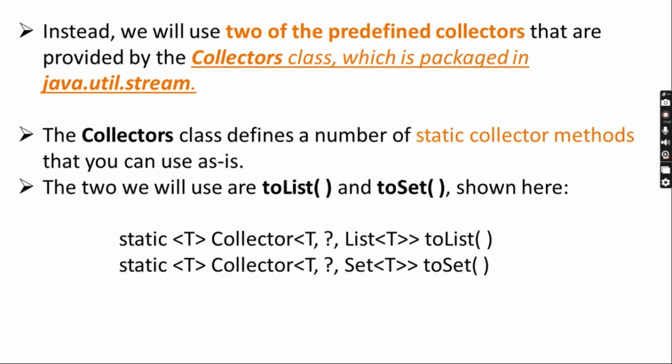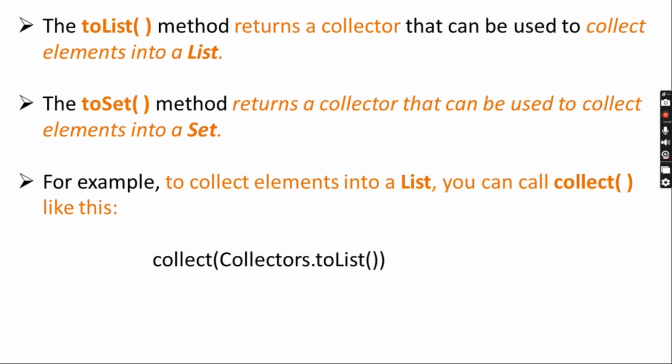In those static collector methods, those can be used without the collector object. Two of them are static toList and static toSet. So what is the syntax of static toList? static <T> Collector<T, ?, List<T>> toList, static <T> Collector<T, ?, Set<T>> toSet. The toList method returns a collector that can be used to collect elements into a list. All elements will be collected to a list, and the toSet method is used to collect elements into a set.